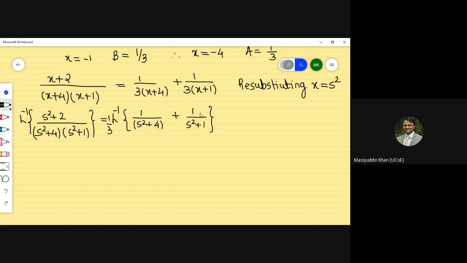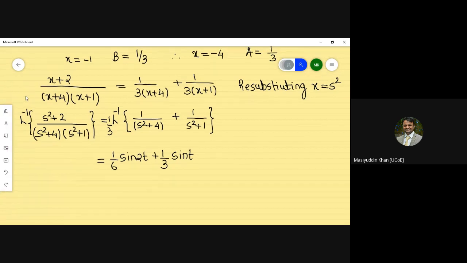This is the Laplace transform of sin t. So we can take the inverse of this part as sin t, because the Laplace transform of sin t is 1 upon s square plus 1, and this one is sin 2t, but 2 is not present on top, so multiply and divide by 2, and that part will become 1 by 6 sin of 2t plus 1 by 3 sin of t. So hope I'm clear with this part.